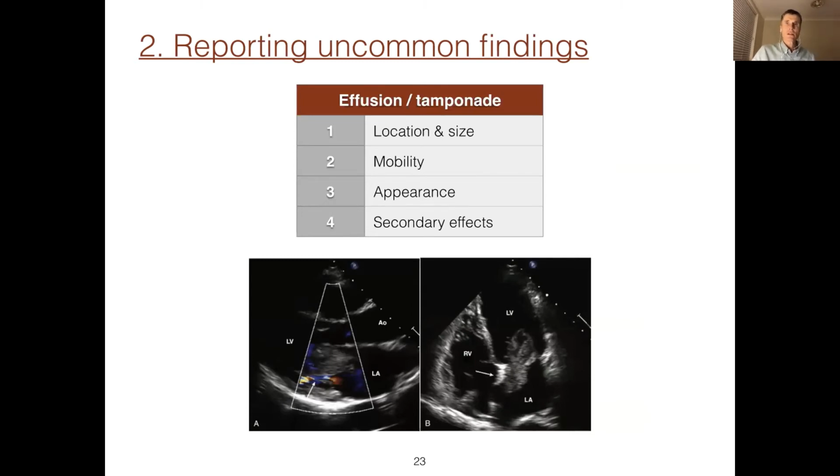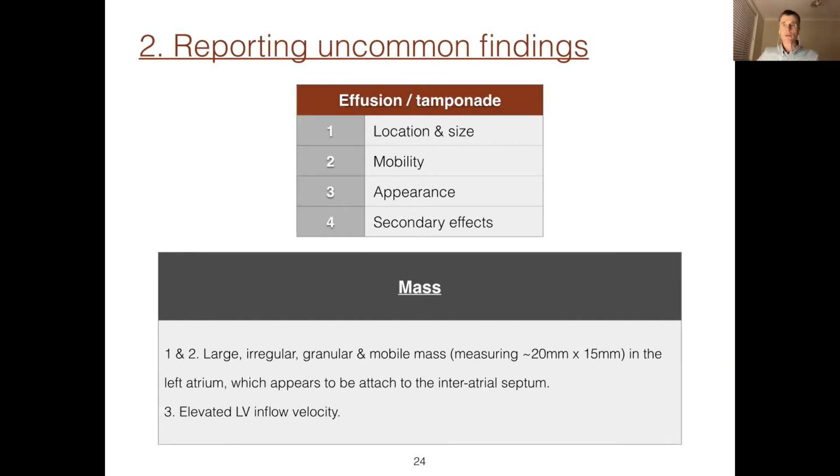Because this can give some indication of what kind of lesion you're looking at, as does the appearance and any secondary effects. So, for example, you might want to write something like this if you see a mass: a large, irregular, granular and mobile mass. So just by using some very precise terms, you've made it very clear about the size of the lesion, its shape, its appearance and mobility, and then you extend that further and you talk about dimensions.